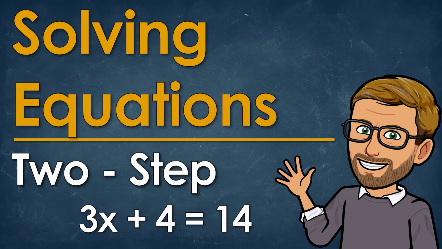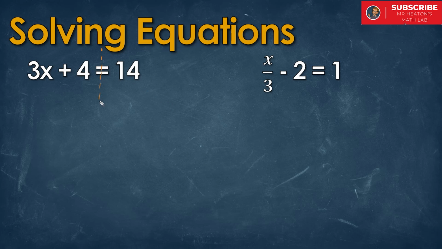In this video, we're going to be figuring out how to solve equations in 2 steps. When we want to solve equations in 2 steps, what we're trying to do is get x on one side and all of our numbers on the other side. To do this, we're always going to start with what's easiest, which is going to be addition and subtraction.